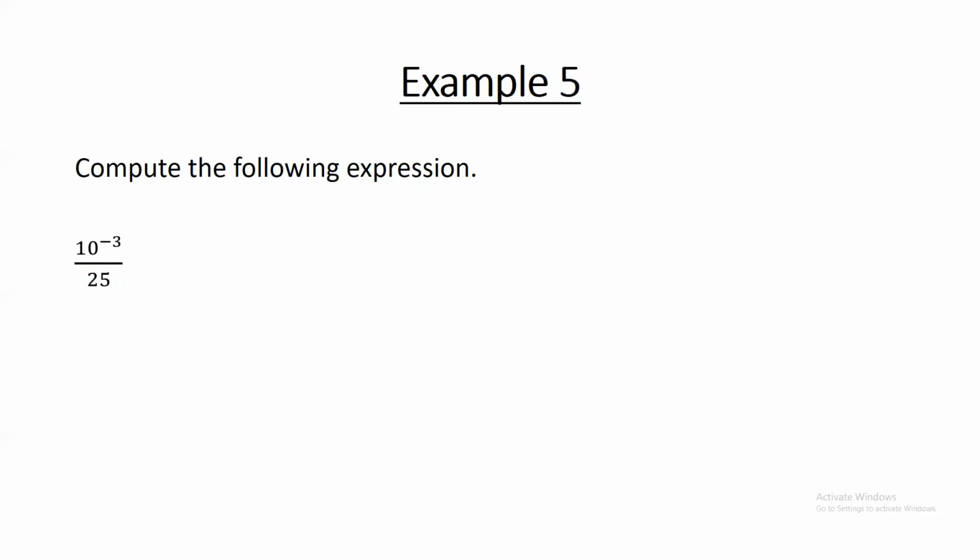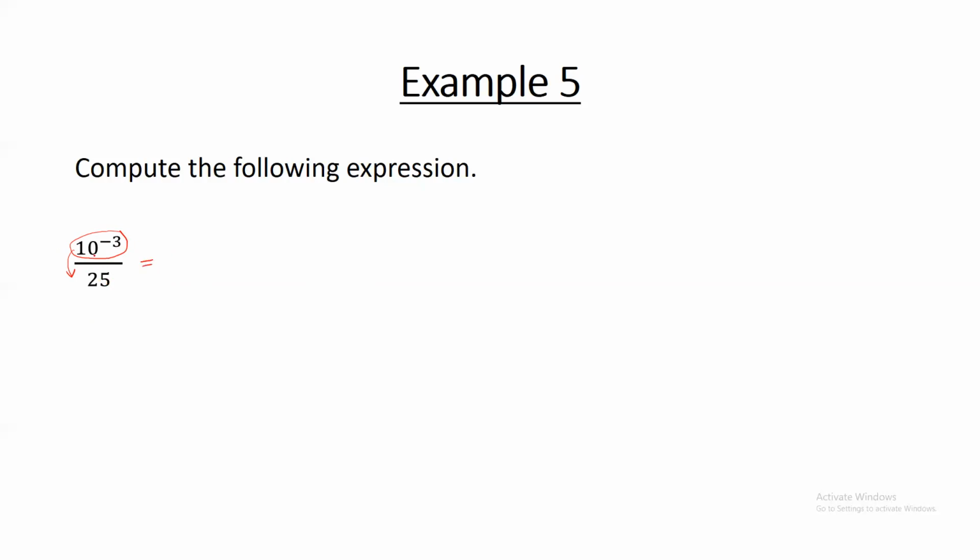Next example, 10 to the negative 3 over 25. So here we have a little bit of a reverse situation. Now the number raised to the negative power is on the top, and the shortcut is to move it to the bottom and make the exponent negative. Just like if it was on the bottom, you move it to the top and make the exponent positive, because that's how reciprocals work. You just move the top to the bottom.